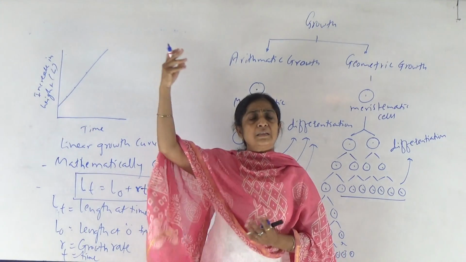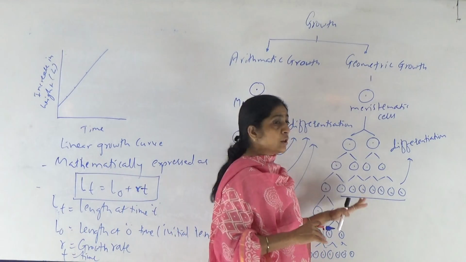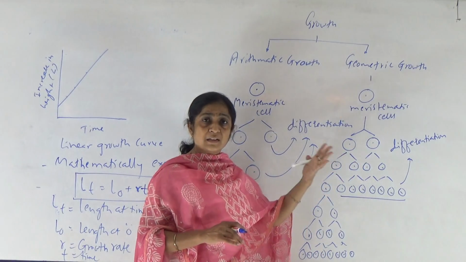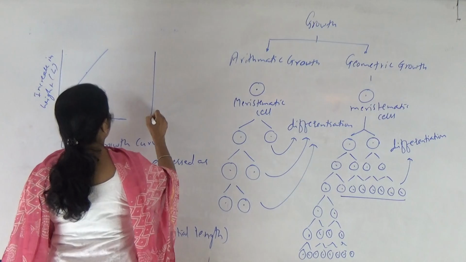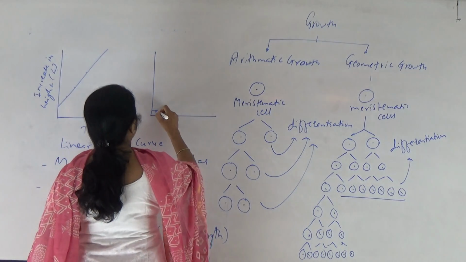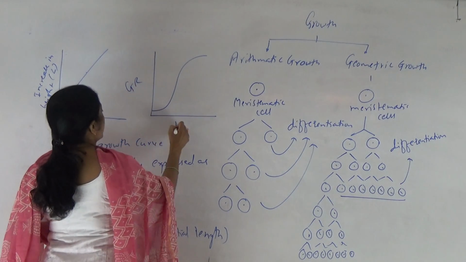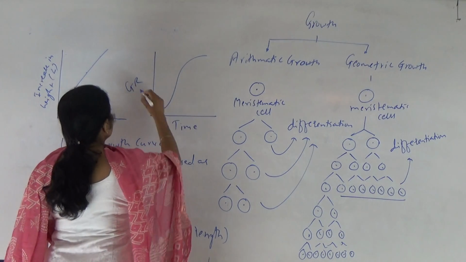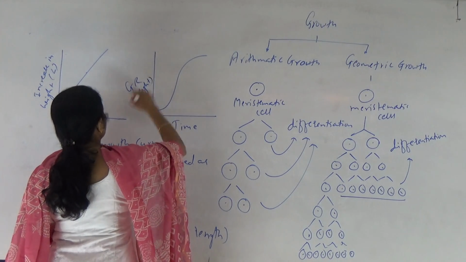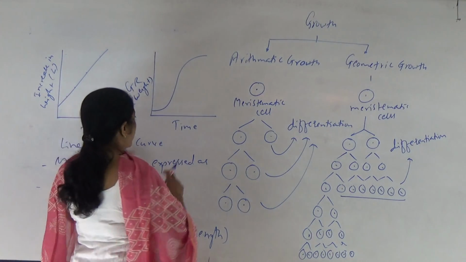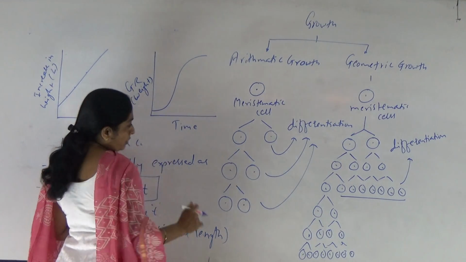So a sudden increase in the plant part is observed, right? And when we draw this growth rate against the time in the case of geometric growth, we will get a sigmoid growth curve. Yesterday we had seen this sigmoid growth, right? So this is growth rate against the time. If we measure the growth rate in terms of increase in weight, then we'll get this kind of growth curve. So this is the sigmoid growth curve.